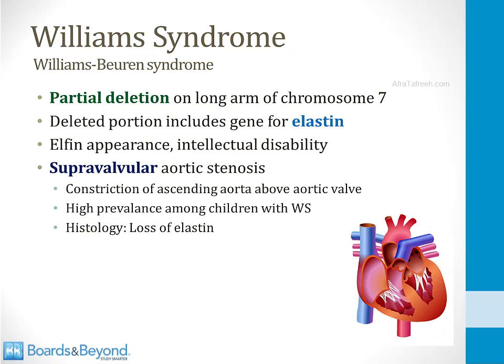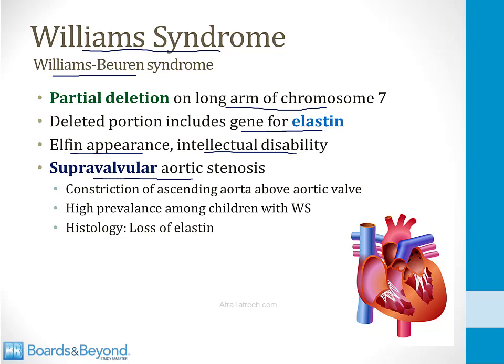In the genetics video on deletion syndromes, I talk about the rare condition Williams syndrome, which is also called Williams-Beuren syndrome. This is caused by a partial deletion of the long arm of chromosome 7, and the deleted portion includes the gene for elastin. Children with this condition classically have an elfin appearance and intellectual disability. I discuss this in greater detail in the video on deletion syndromes, but what you should know for our purposes here is that another classic feature of Williams syndrome is supravalvular aortic stenosis. This is constriction of the ascending aorta above the aortic valve.